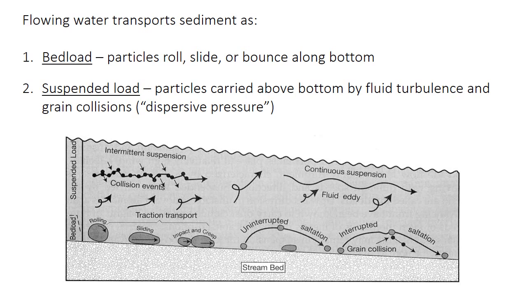Other sediment is carried in the suspended load, and suspended means that it's continuously floating in the water column without touching the bottom. That can happen simply because of turbulence, the swirling motion of the water itself, or it can happen due to grains colliding with each other. That produces something called dispersive pressure. As we'll see shortly, the suspended load tends to be finer grained particles like clay or silt, and the bed load tends to be coarser particles like sand or gravel.